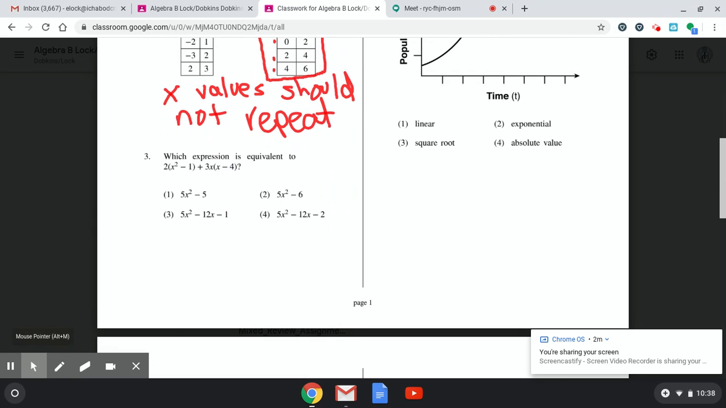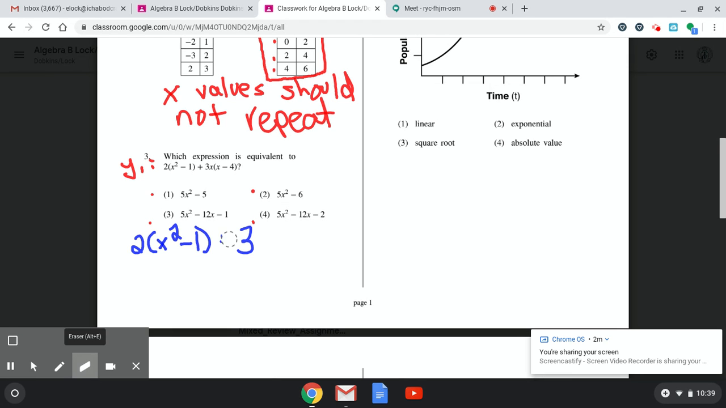Which expression is equivalent to 2 parentheses x squared minus 1 plus 3x parentheses x minus 4? Now with this case, if we had our graphing calculators, we could try to y1 this and then test each choice into y2. But we do know how to distribute and combine like terms. So I'm going to rewrite this. 2 parentheses x squared minus 1, plus, my mistake, plus 3x parentheses x minus 4.